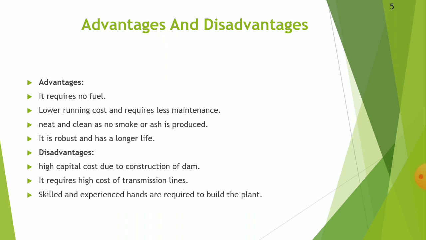Advantages and disadvantages of Grand Coulee Power Station. Advantages. The first advantage is it requires no fuel. The second advantage is lower running cost and it requires less maintenance. The third advantage is it is neat and clean as no smoke or ash is produced. The fourth advantage is it is robust and has a longer life.